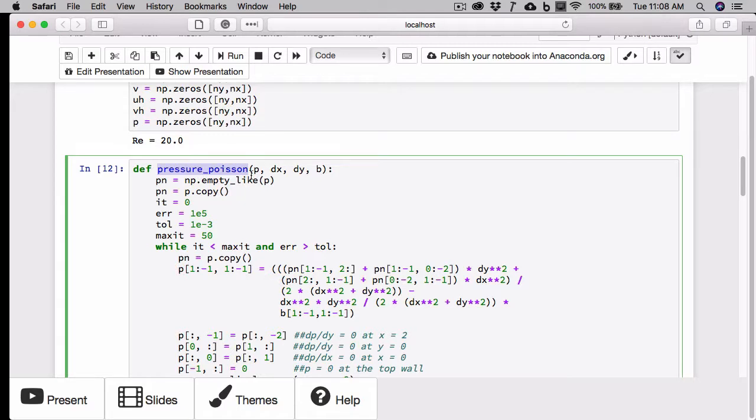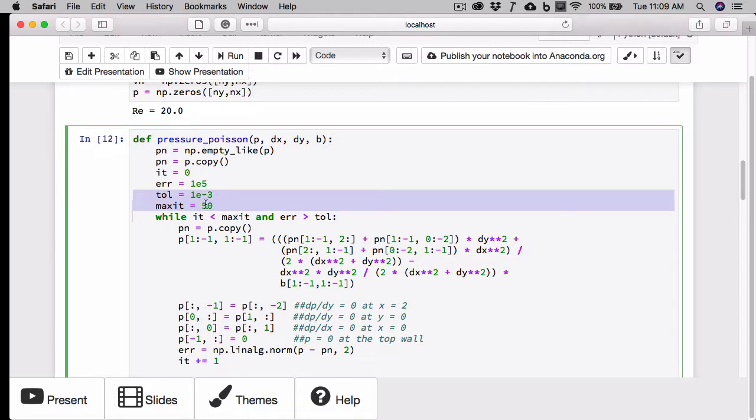The only difference is with this pressure Poisson equation. The pressure Poisson equation function is going to take an initial value for the pressure, and it's going to return a pressure, P, and it's going to need dx, dy, and the right-hand side. Then we do some boilerplate here: we create an array that looks like P, then copy the contents of P into Pn, set the iteration counter to 0, set an initial error to a very high number so that we don't converge in one iteration, set the tolerance, whatever you like, 10 to the minus 3, maximum iterations 50.